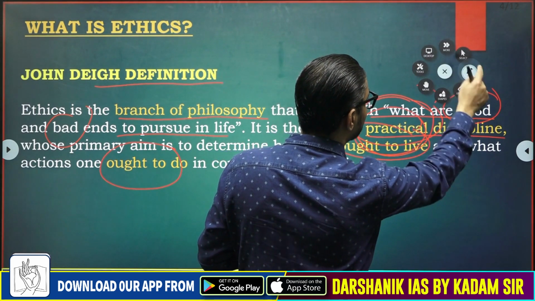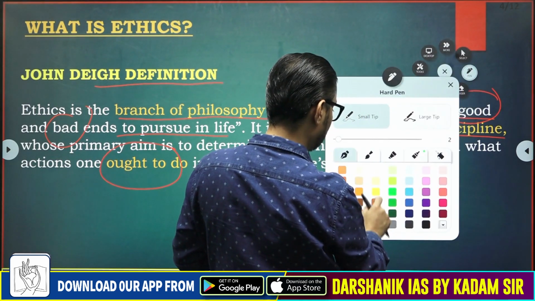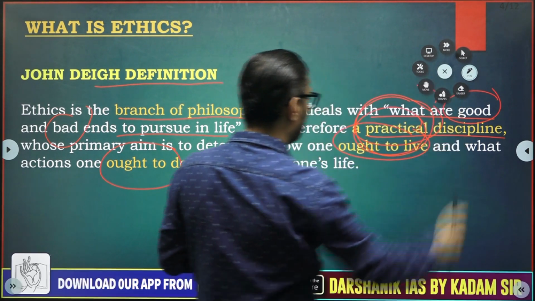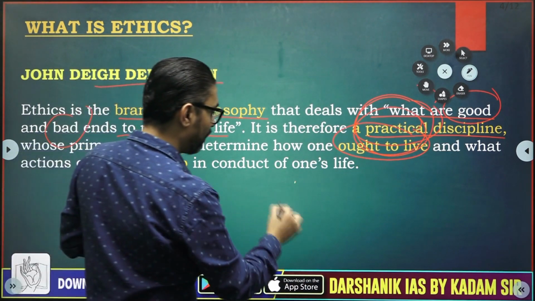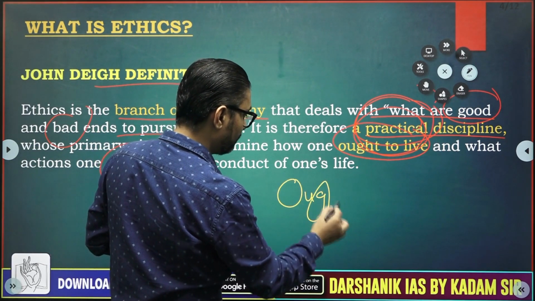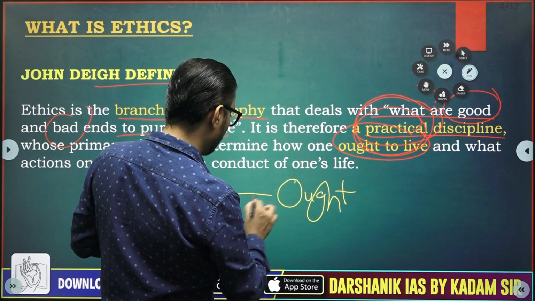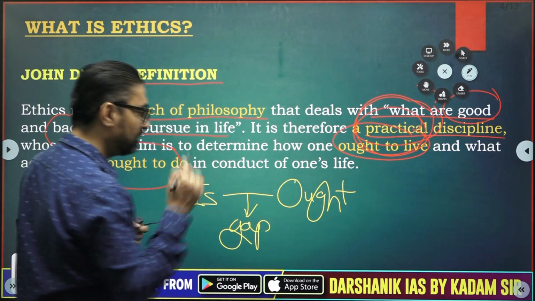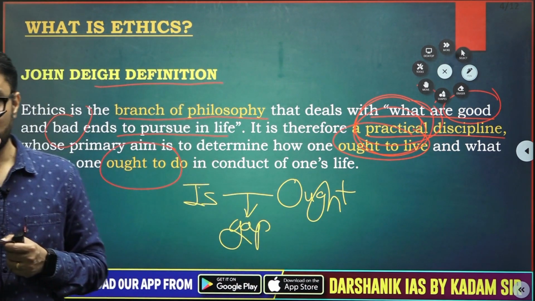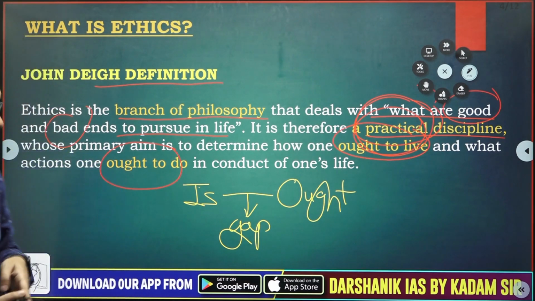So what is this is and ought? Between the two there is a gap, between is and ought, and that is the is-ought gap of morality. So what is this is-ought gap of morality, guys?